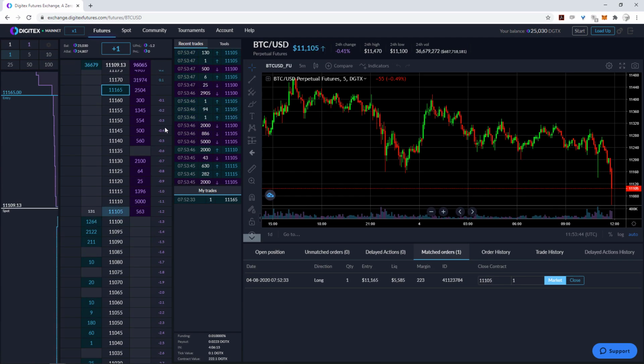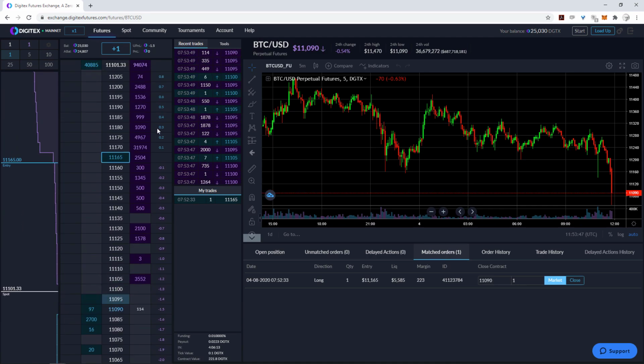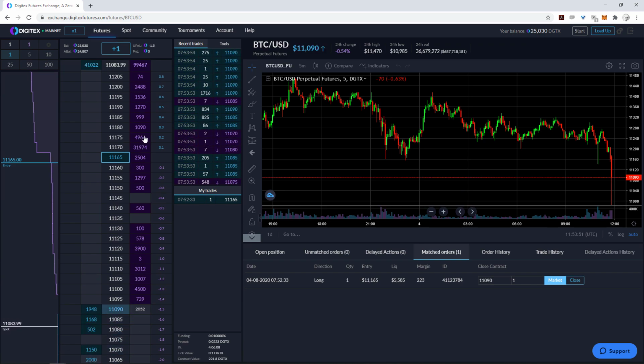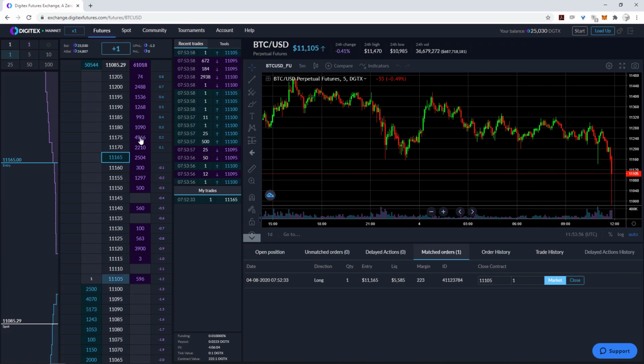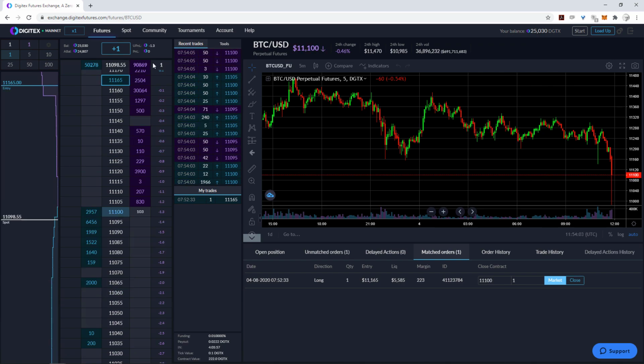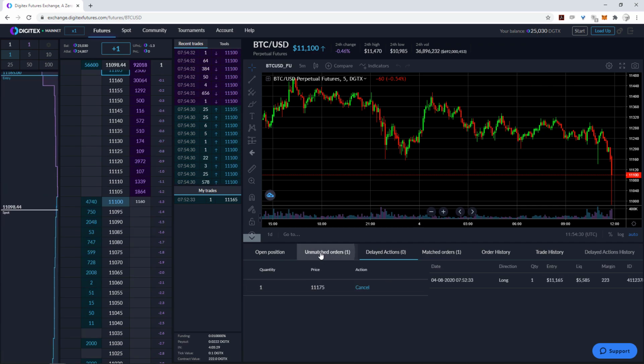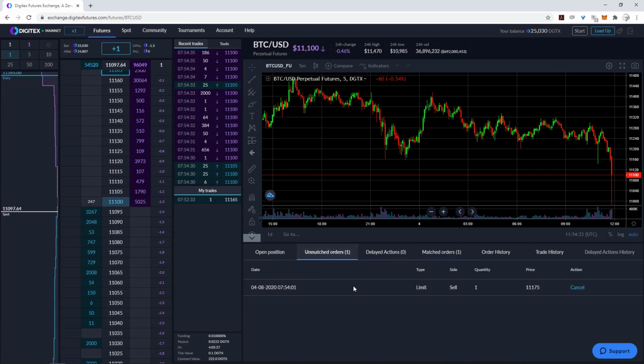So the first thing that I want to do is set up a limit sell up here. And the way I would do that is to go above my entry price, and then whatever my profit target is, I would simply click in the sell side. So now, you can see up here, I have one sell, which is at 11,175. And now I have an unmatched order because this has not been filled yet. So this is a limit sell at 11,175.